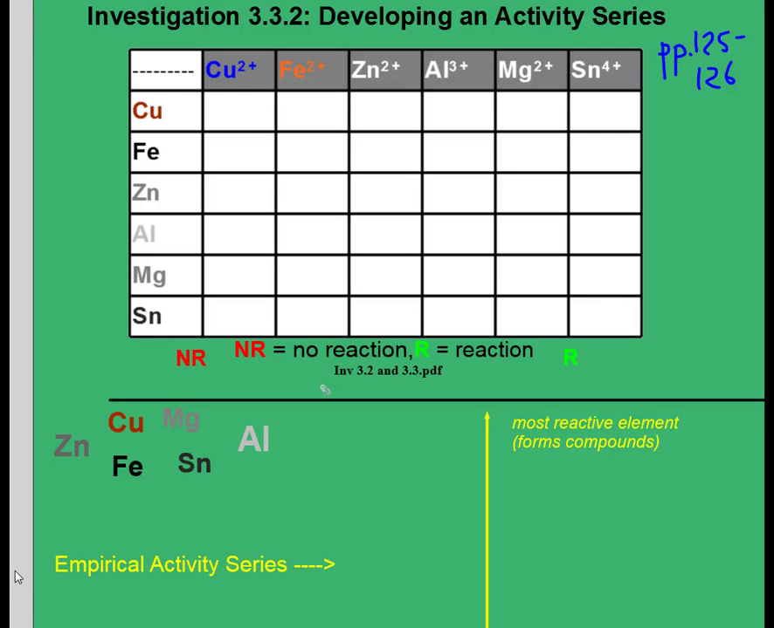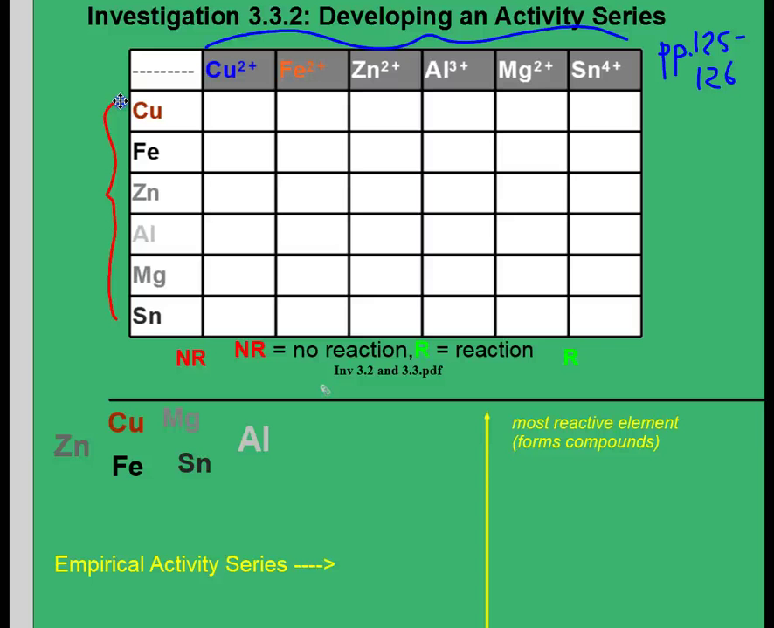This is the table that we're going to set up in the lab. This investigation we're just going to do as a whole class, investigation 3.3.2, developing an activity series. We're going to be combining metal elements in their elemental form, chunks of metal on the left, with ionic solutions containing those same elements at the top. And the combination of a metal element and a compound containing perhaps the same element or different elements will be examined. And the reaction will either occur or will not occur, and we'll tabulate the results.